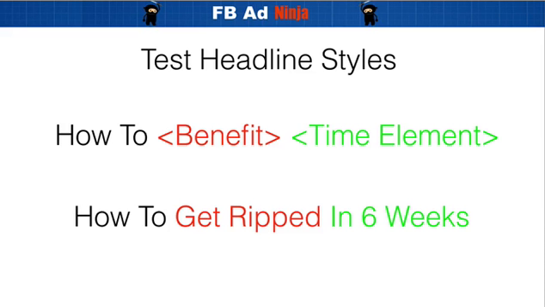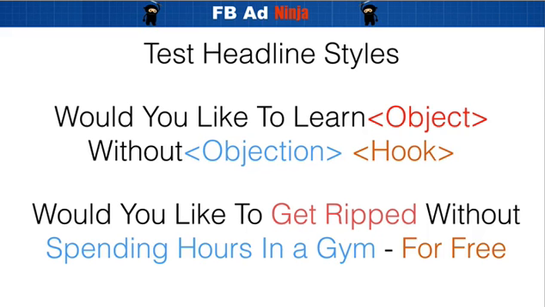That makes a great headline. If people are interested in getting ripped quickly, they'll click on that. How to drop a dress size in a week, in 7 days. How to knock 5 minutes off your marathon time in a month. Stuff like that. So how to, benefit, and time element. Very simple, very easy. The next one is a little bit more complicated, but it works just as well.